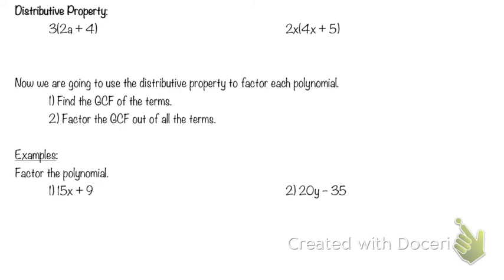Okay, let's quick recap of distributing. 3 times 2a is what? 6a. 3 times 4 is plus 12. Standard form already. We're done. 2x times 4x in that next problem. 8x squared. Very good. 2x times 5 is 10x. Now we're going to learn how to go the opposite direction of these, okay?